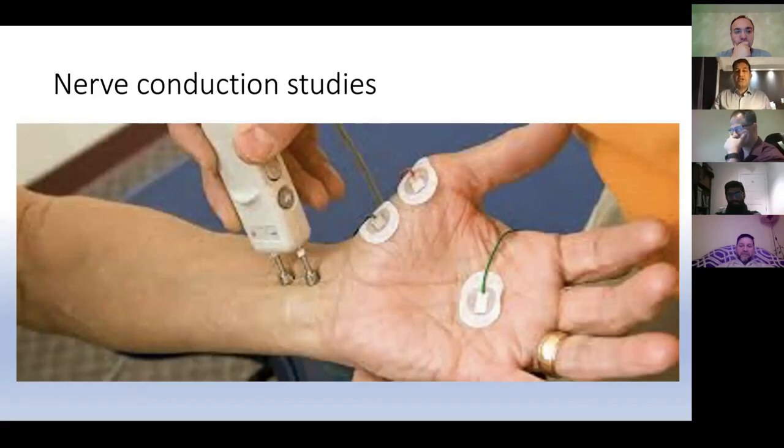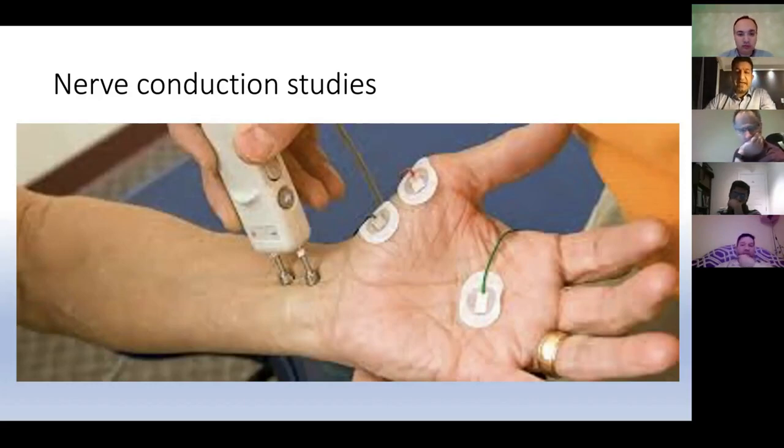Okay? So in the case of a sensory nerve, the stimulating electrode will be distal and the recording electrode will be proximal. So it's what we call antidromic impulse transmission. Whereas in the case of a motor nerve, the stimulating electrode is proximal and the recording electrode is distal. So it's called orthodromic stimulation.